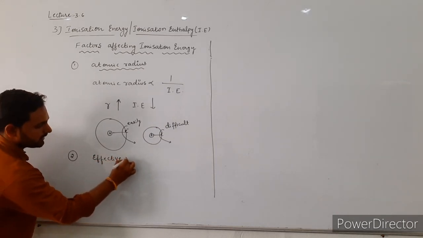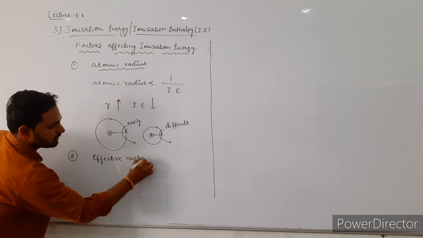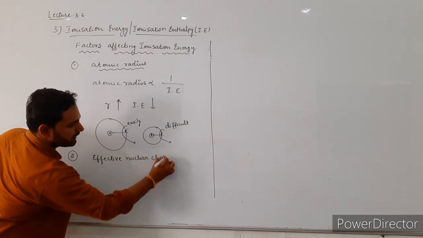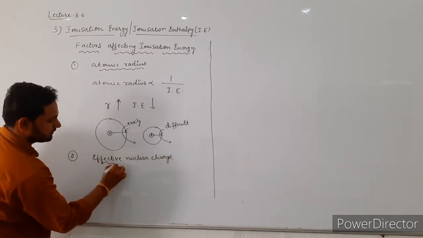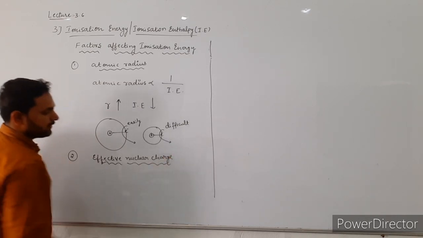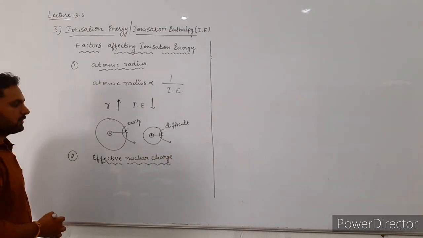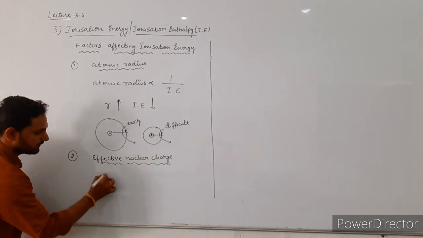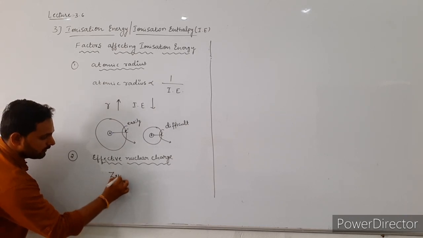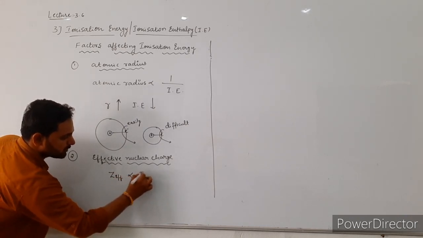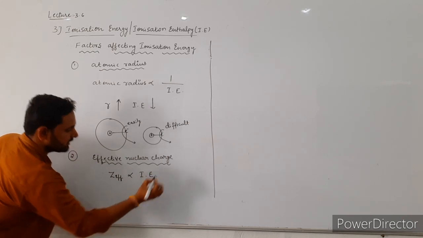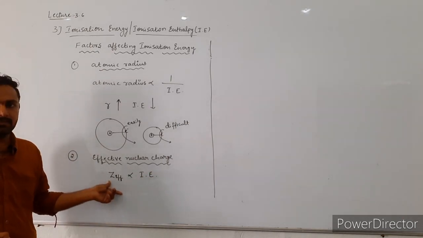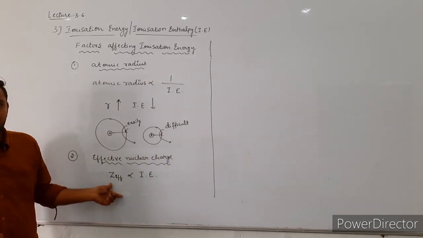Effective nuclear charge. Effective nuclear charge is directly proportional to ionization energy. What is effective nuclear charge? The real attraction on the outermost electron.